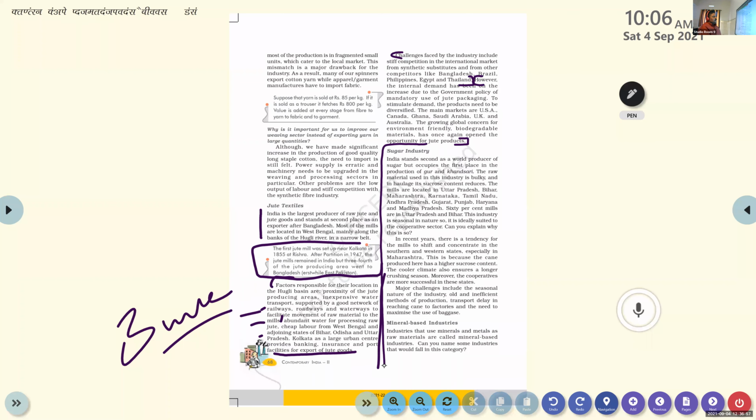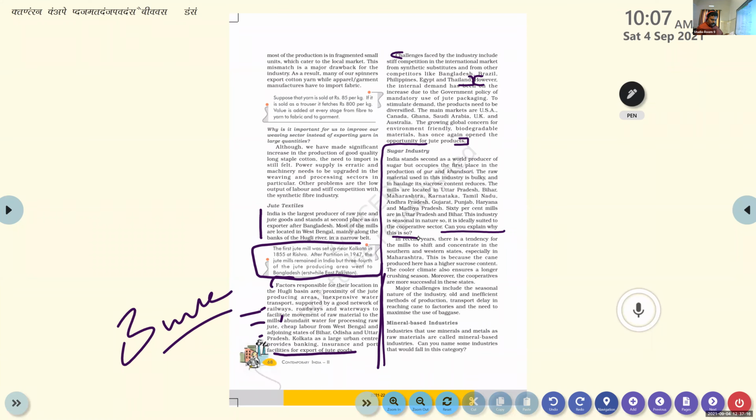60% of mills are in Uttar Pradesh and Bihar. This industry is seasonal in nature. It is ideally suited to the cooperative sector. Okay, so we'll discuss that in the next class, why it is important, why it is in the cooperative sector. So before that, one question also you have to write.